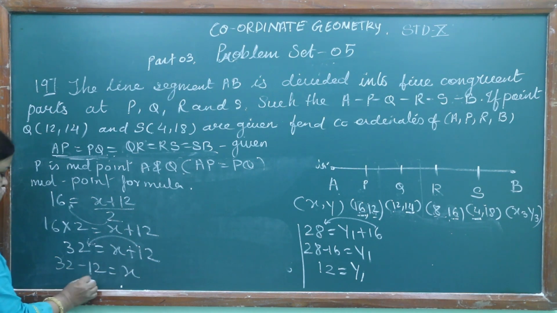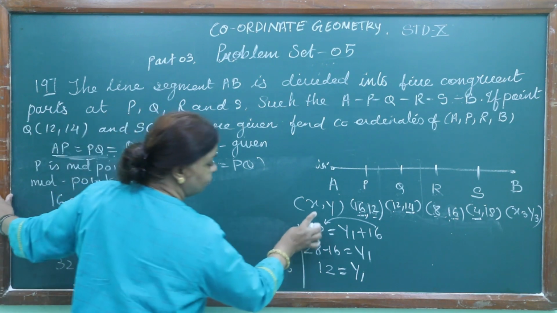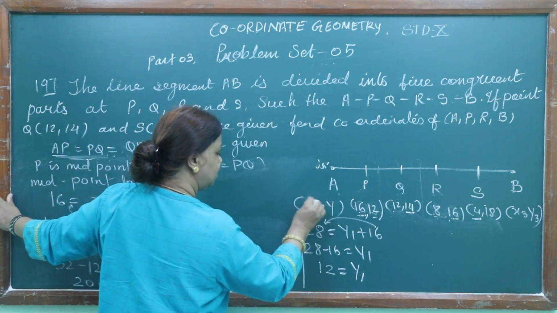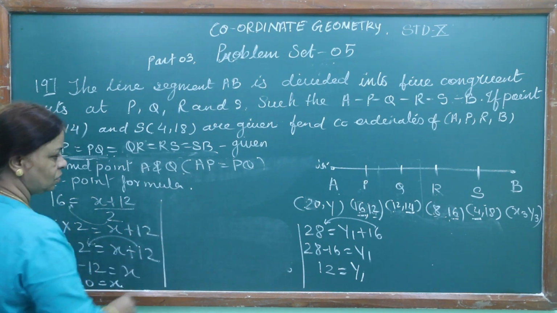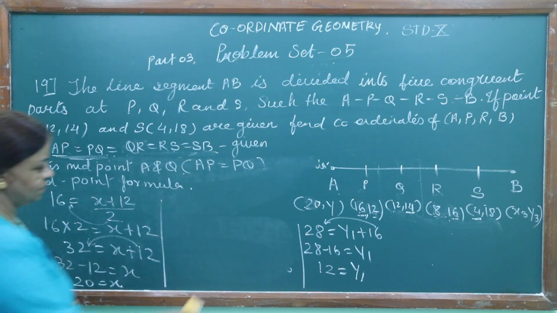That is 2 minus 2 is 0, 3 minus 1 is 2. 20. So x coordinate of A we got as 20. Now we know. Let me rub it, children.